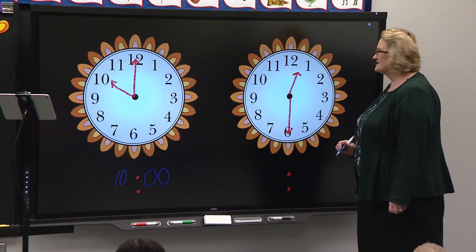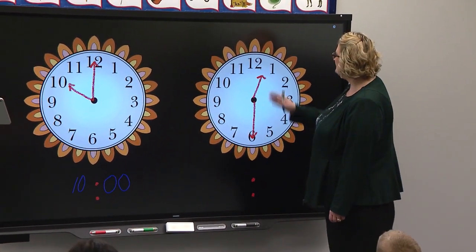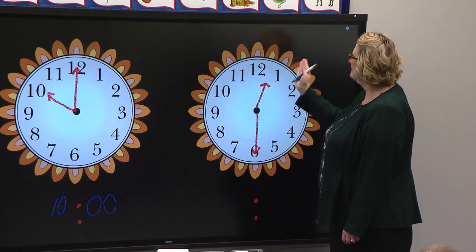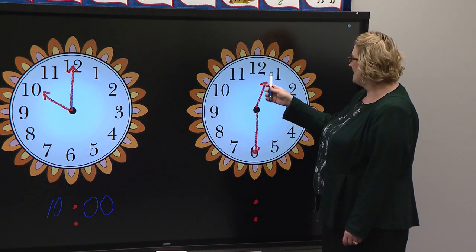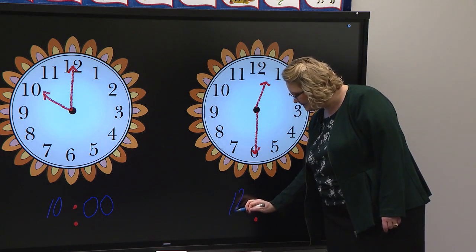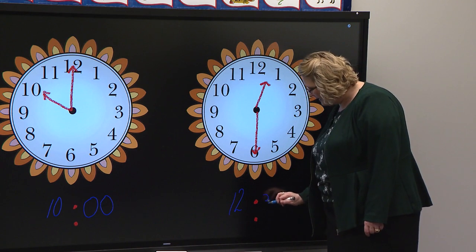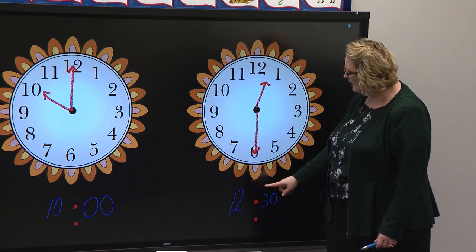Oh, this clock does not say 10 o'clock. Where is Miss Hour? Is she half past the 12 or half past the 1? Half past 12. Good, she's half past the 12. So what time does this clock say? 12:30 or half past 12. And this is how we would write 12:30.